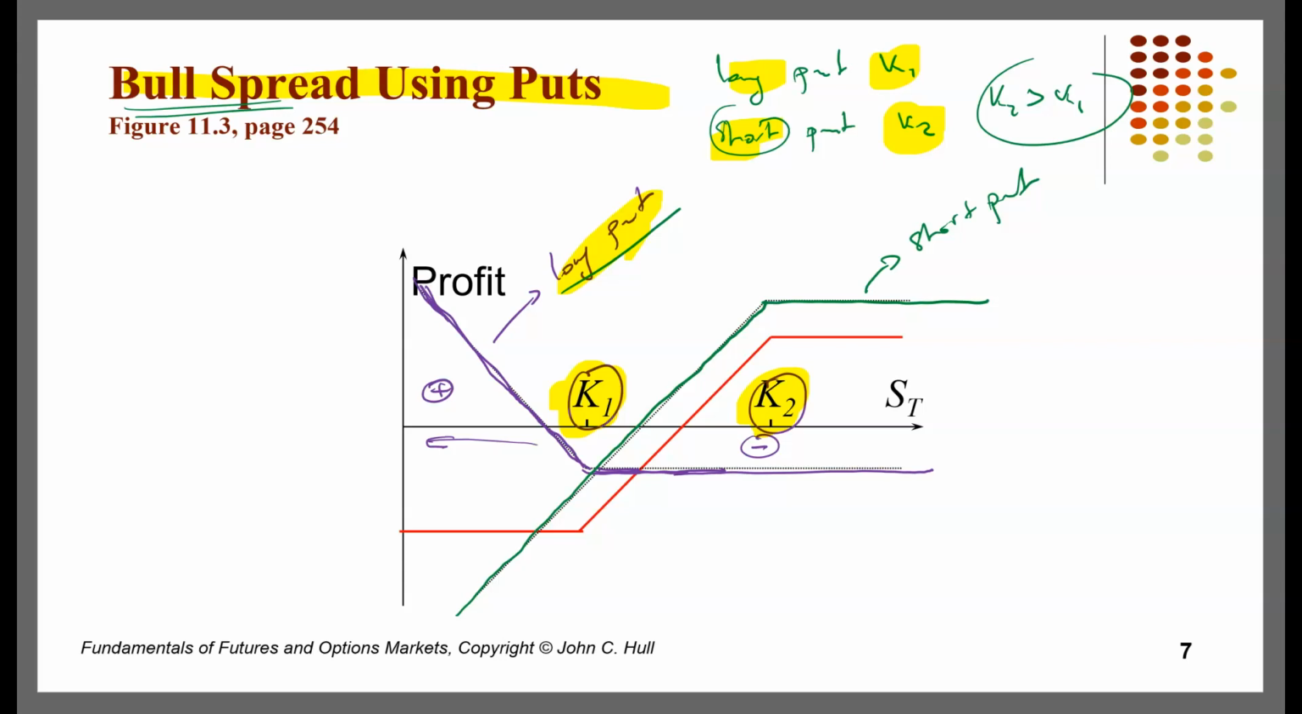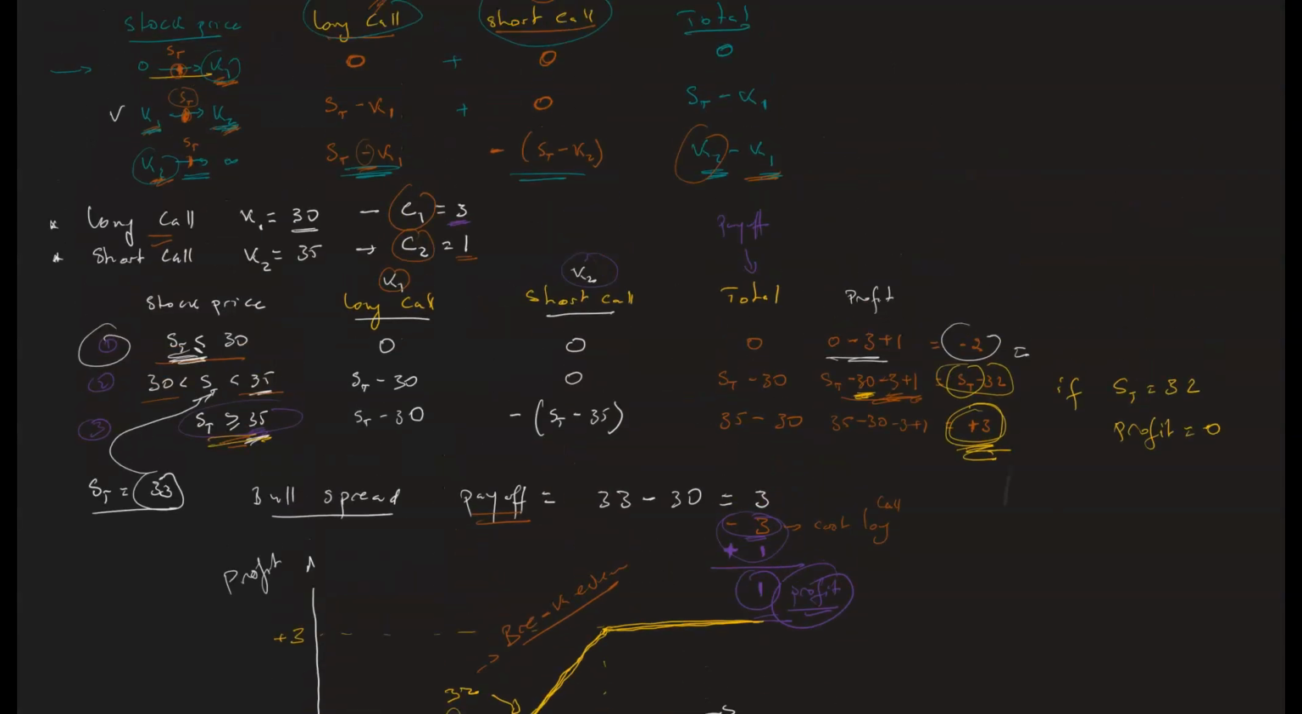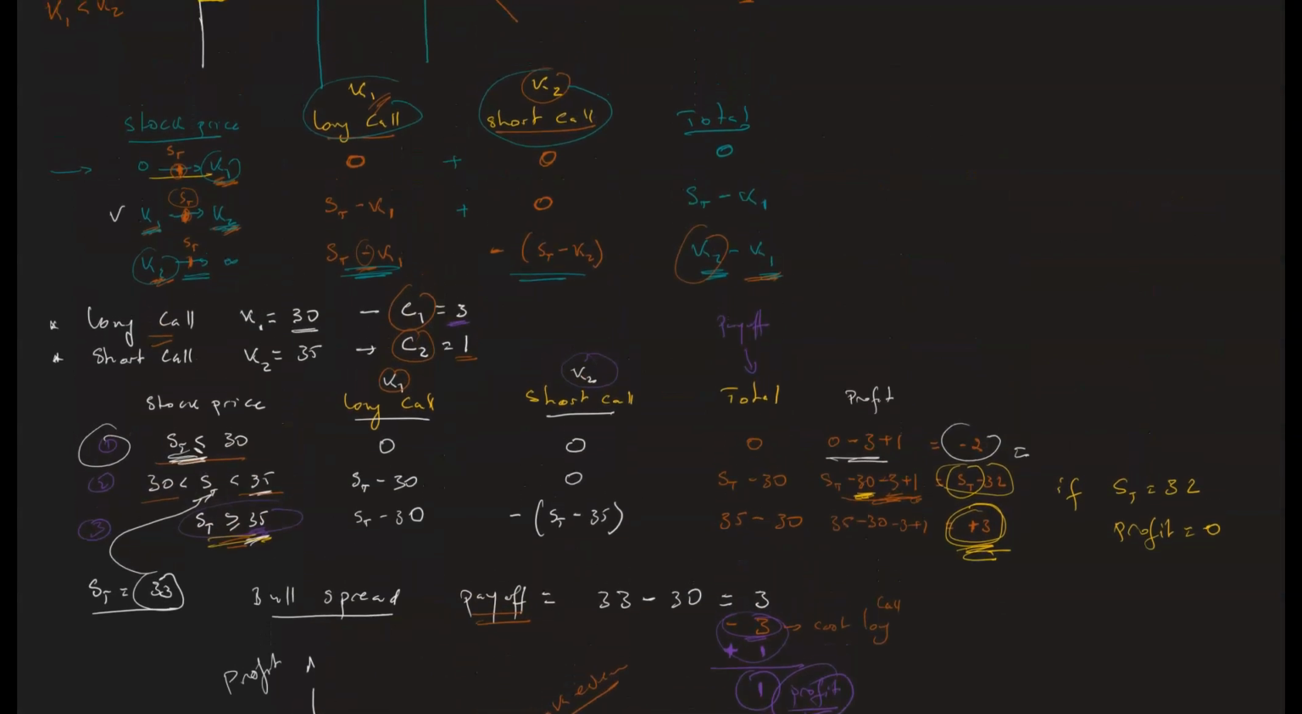And the payoff is very similar. As a practice, what I want you to do is create the same table that we had here for the bull spread, but for a bull spread using put options. Essentially the scenario is the same. We have three price zones, and we are looking at the long put and the short put.